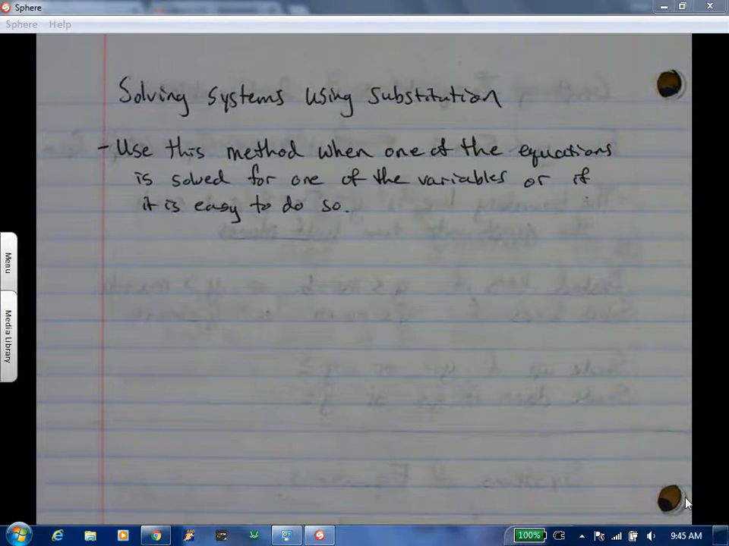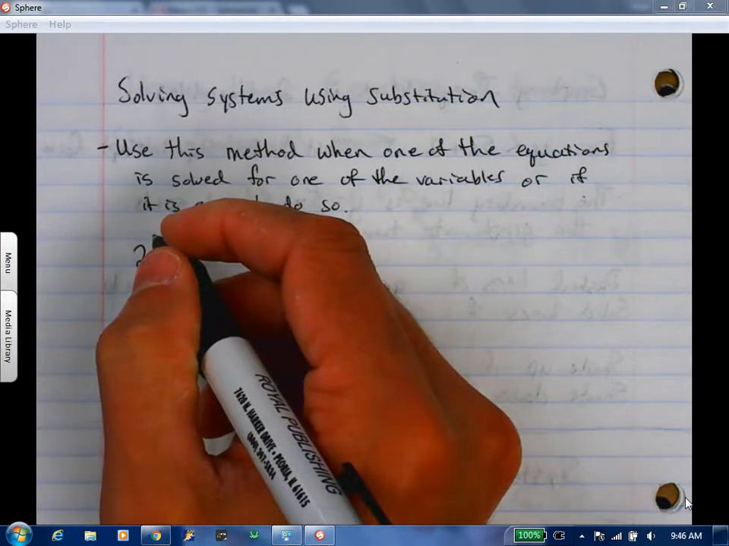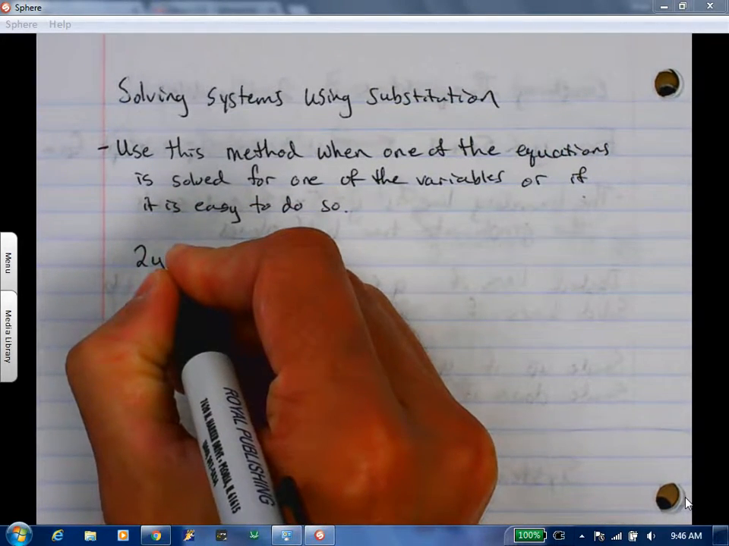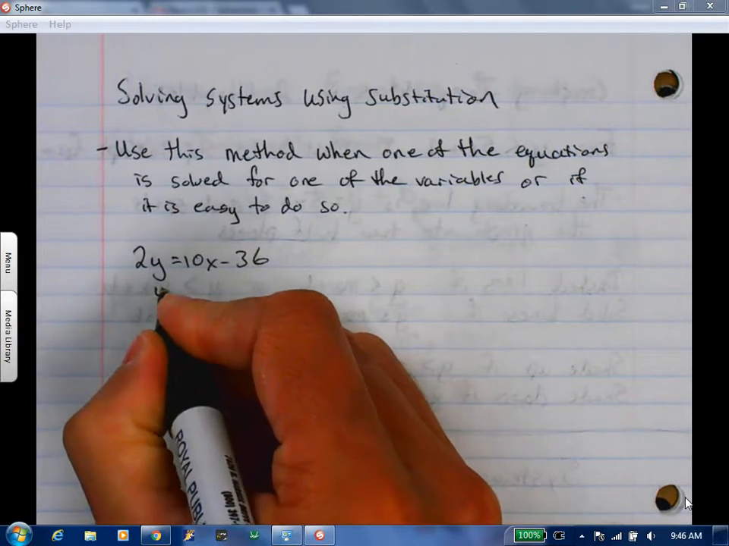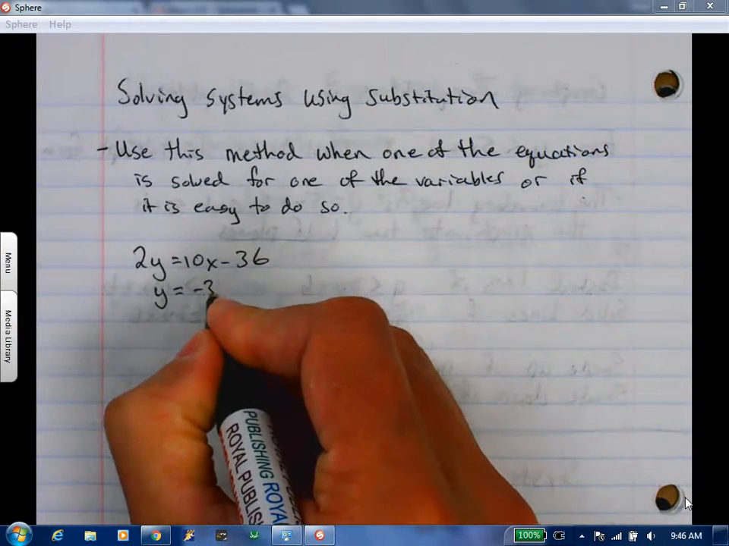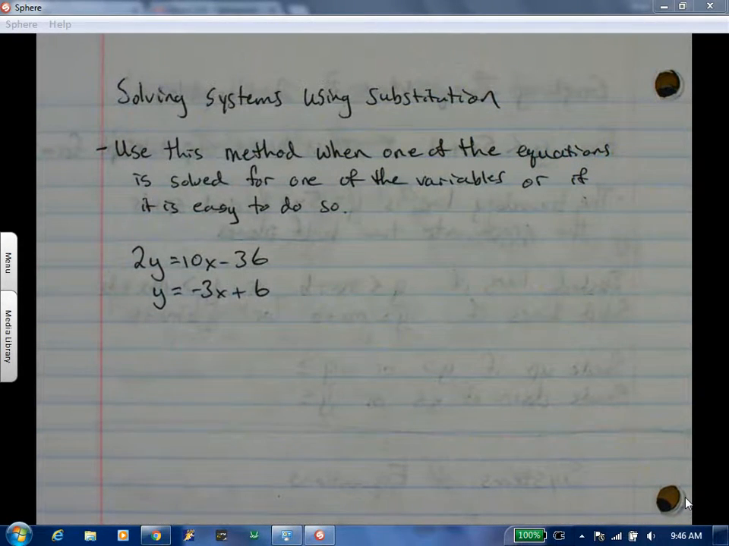Okay, so let's say our system is going to be 2y equals 10x minus 36, and then I have y equals negative 3x plus 6. Which one of those, the top or the bottom, is solved for y? Everyone see that? Why isn't the top one solved for y? There's a 2 there. So this one is solved for y.